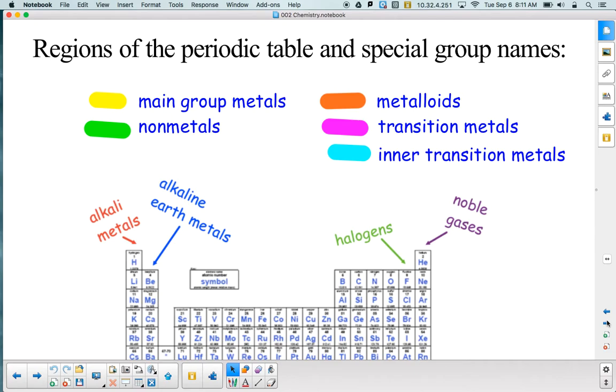Next, you are going to color code the little periodic table in your notes. Elements on the periodic table are classified into one of 5 categories. These categories include main group metals, nonmetals, metalloids, transition metals, and inner transition metals. Choose 5 colors and make a key similar to the one shown above.